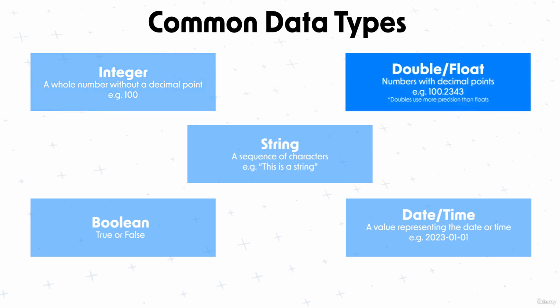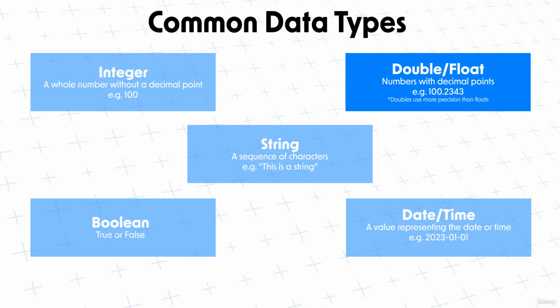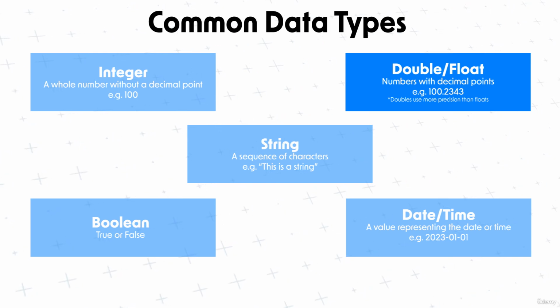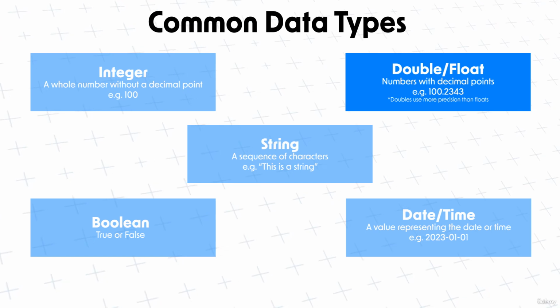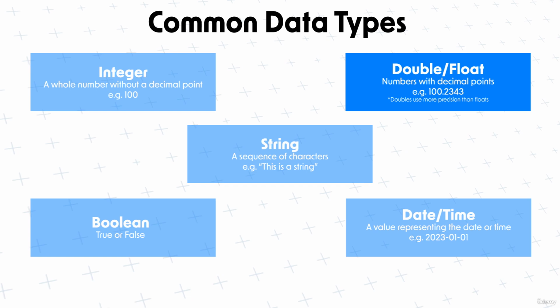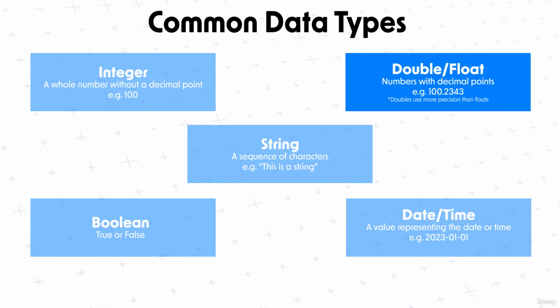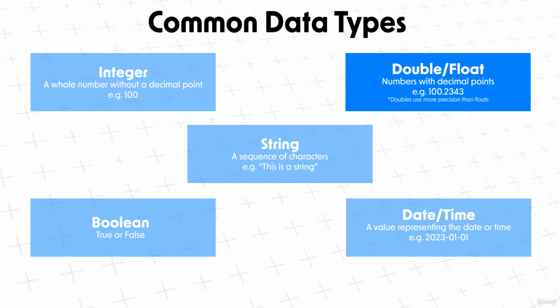You also have doubles and floats. These are numbers with decimal points. Doubles use more precision than floats. Precision refers to the number of digits that can be used to represent a numerical value. It's a measure of how accurately a number can be represented in a specific data type. So as you can imagine, although doubles are more accurate, they'll also consume more memory than floats.